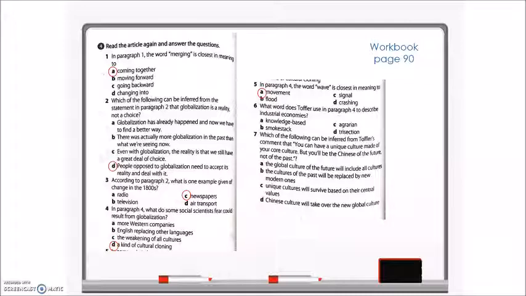Number 6, what word does Toffler use in paragraph 4 to describe industrial economies? Smokestack. Number 7, which of the following can be inferred from Toffler's comment that you can have a unique culture made of your core culture, but you'll be the Chinese of future, not of the past? In this case, it would be letter C. Unique cultures will survive based on their central values.